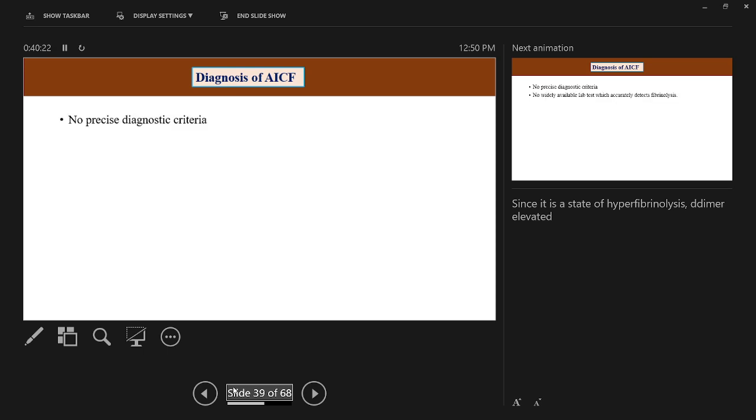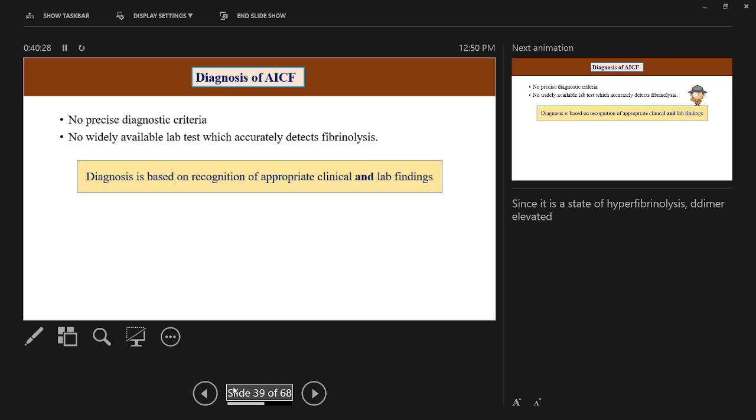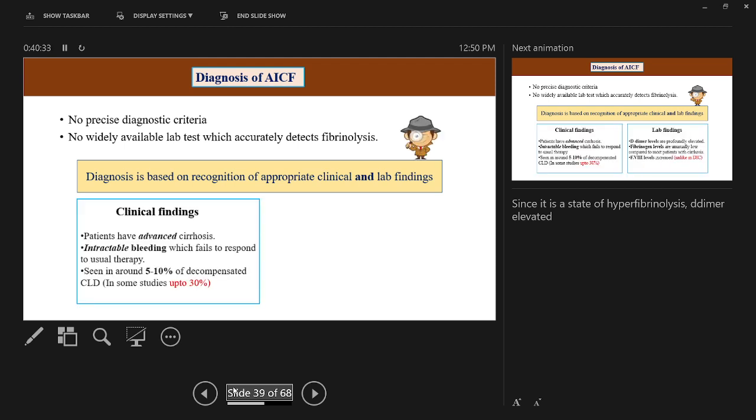For the diagnosis of AICF, there are no diagnostic criteria and no widely available test, as we have already seen. Diagnosis is based on recognition of appropriate clinical and lab findings. The clinical findings are that these patients have advanced cirrhosis and intractable bleeding which fails to respond to usual therapy. So these are usually bedridden, critically ill, cirrhotic patients who have received multiple transfusions like PRBCs, platelets, cryoprecipitate, and fibrinogen, but haven't responded to any of those therapies. It is seen in around 5 to 10% of decompensated CLD, and in some studies, as I have previously highlighted, up to 30%.